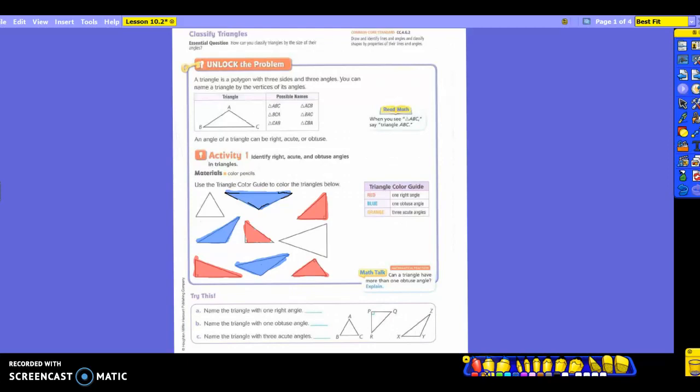We need to make sure that the last ones we have left are 3 acute angles. So all of our angles in an acute triangle have to be acute. So do those 2 that we have left match? Yes, they do. So you're quickly going to shade in those.